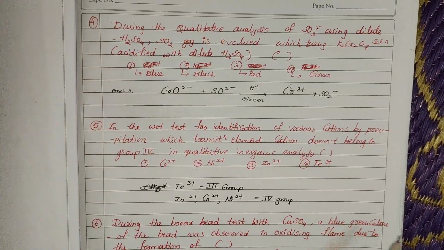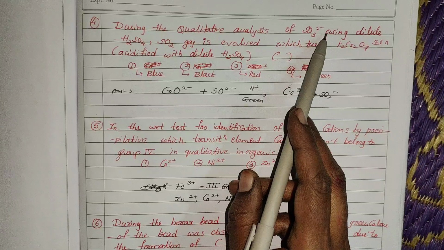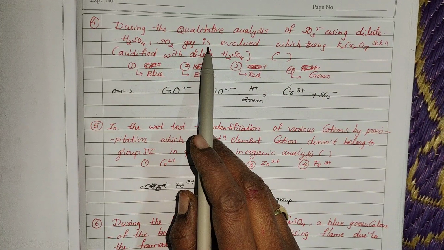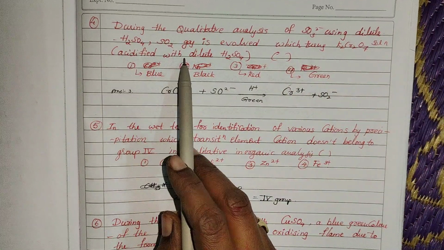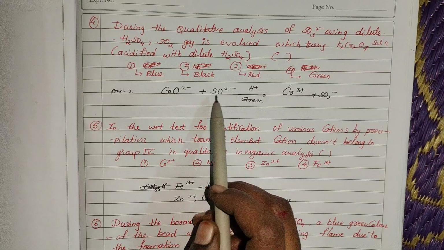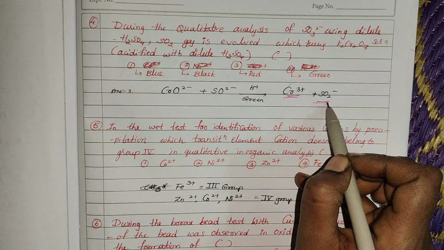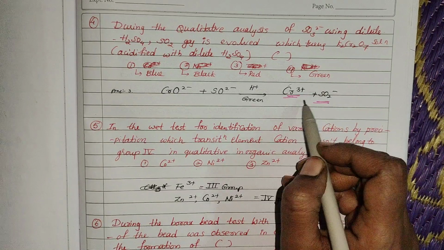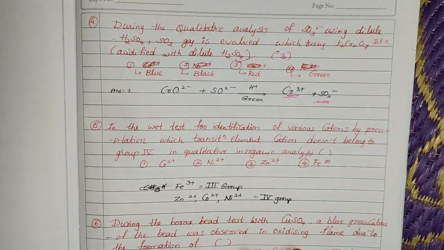Next question. During the qualitative analysis of a sulfite, SO3 2-, using dilute sulfuric acid, sulfur dioxide gas is evolved, which turns potassium dichromate solution acidified with dilute sulfuric acid. These dichromates, when treated with the sulfite, form the chromium 3 plus ion and sulfate ion. According to that, chromium 3 plus turns into which color? Green color. So that is why the answer is 3.